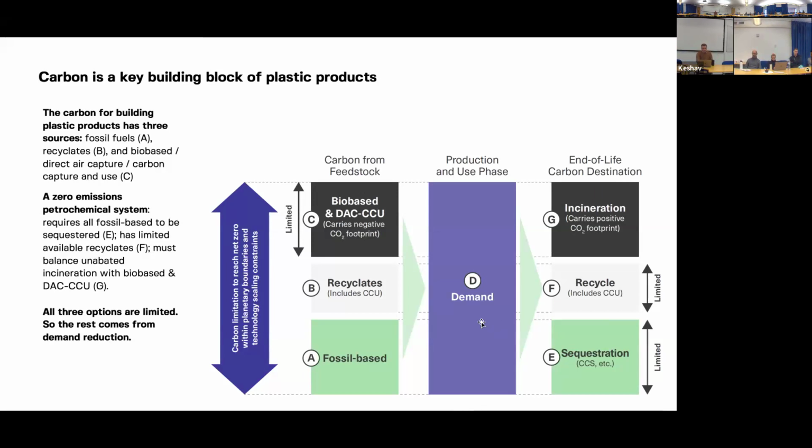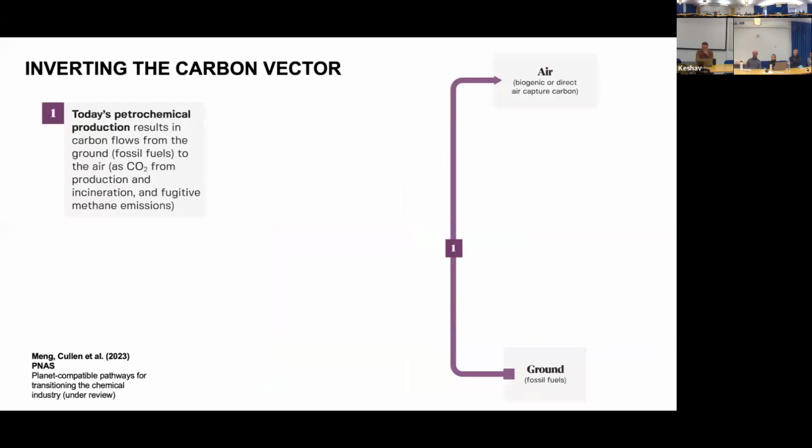So with that, you've got these three stacks that we can put some numbers on, what they're limited to, and anything else has to come from demand reduction. So I think there is a route forward to thinking about that. When it comes to inverting the carbon vector, today we take carbon out of the ground and we burn it or release it as methane, or burn it, you know, as energy we use to make the products or to burn in incineration, and it ends up in the air, which is not good.